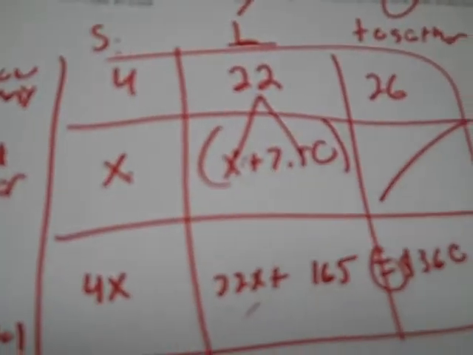Now to find how much large costs, well, it's right here. I know x is 7.50, so I add 7.50 plus 7.50. 15. So $15. Okay, next one.